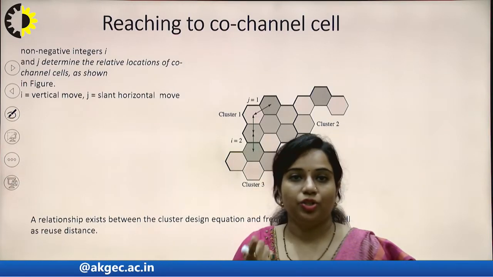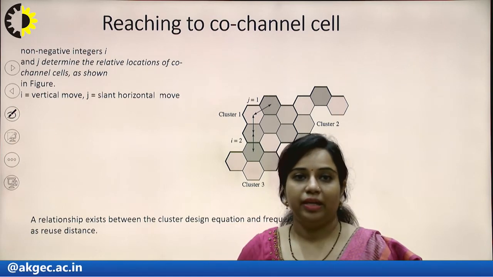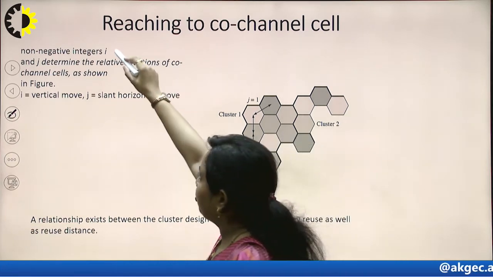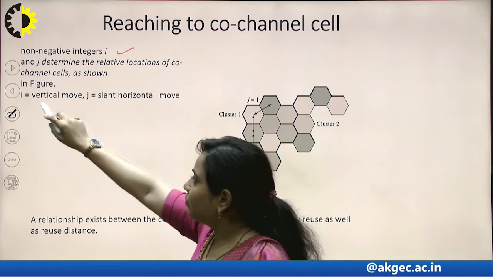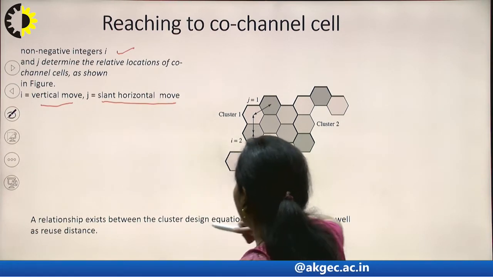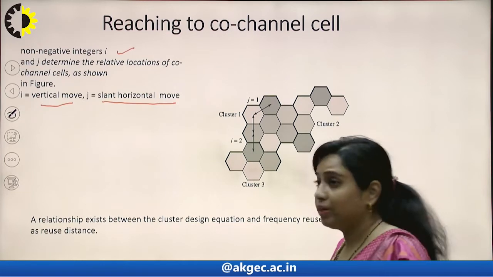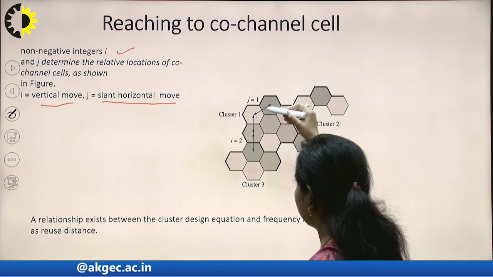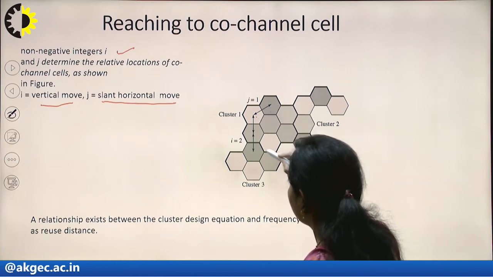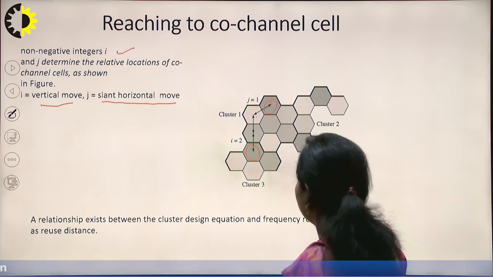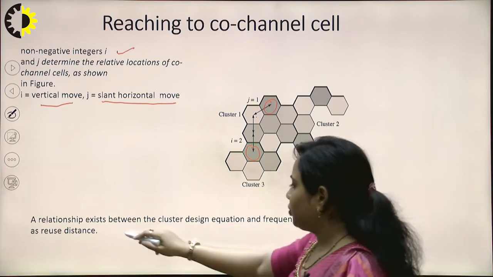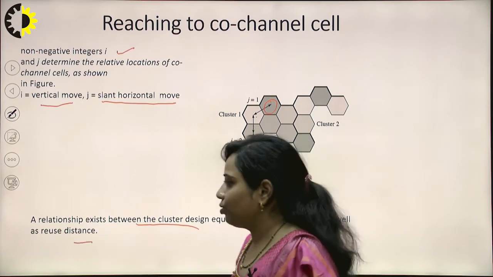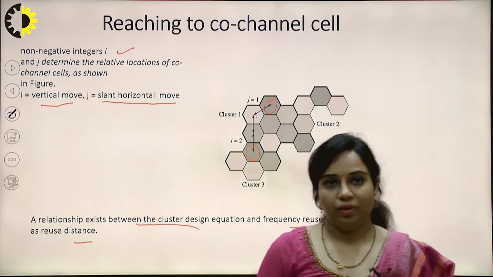Now next is reaching the co-channel cell. This is the formula that we also consider for reaching the co-channel cell. So i and j should be non-negative integers. i means vertical move and j means slant horizontal move. If I consider i equal to 2 and j equal to 1, then I have to move i equal to 2 to this position, then a 60 degree rotation to the slant side, and j equal to 1. So this cell and this cell are co-channel cells. The relationship exists between the cluster design equation and the frequency reuse as well as the reuse distance. So this is how we have to calculate the reuse distance.